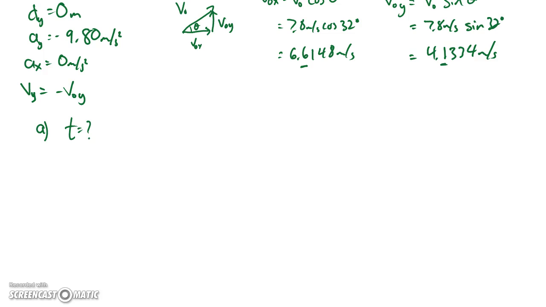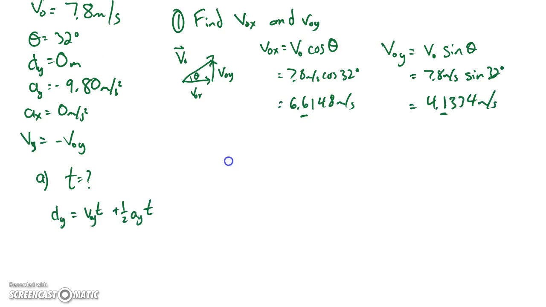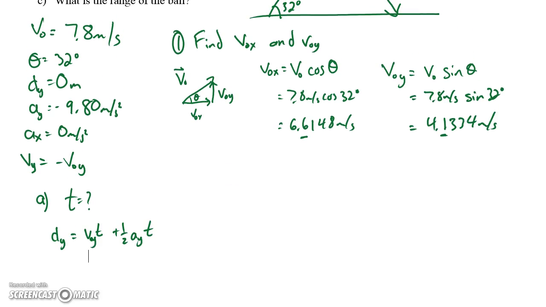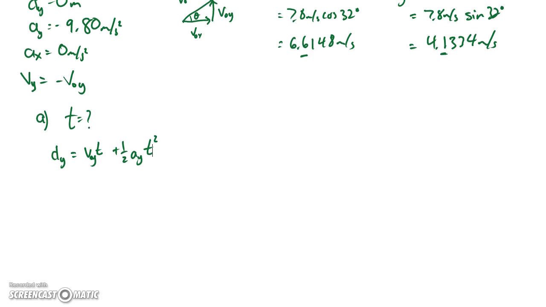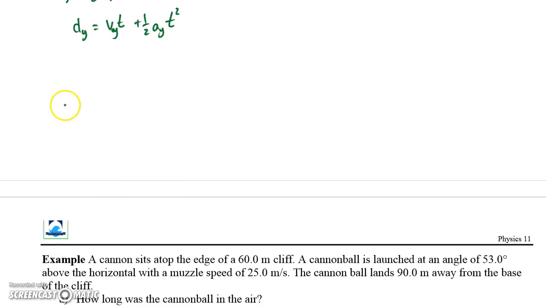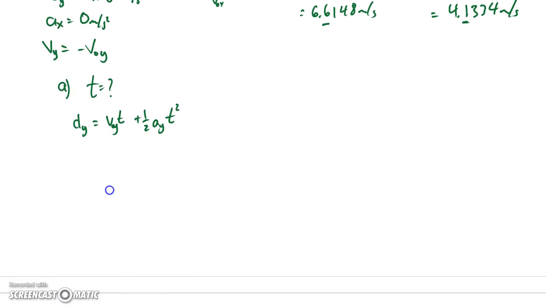But if we start with our most commonly used equation, just see if we can use it at all. We'd have dy. dy is 0 because we land at the same height, so that's one thing. We do have ay, and we have v naught y. We just found that out. So we could use this equation. So let's just do that and see where we end up.